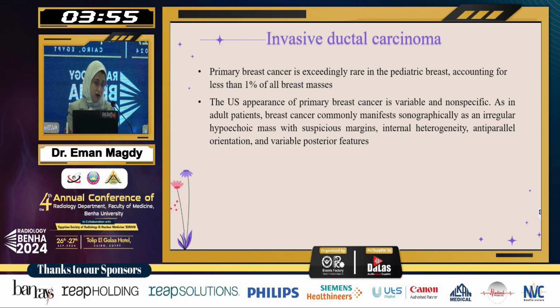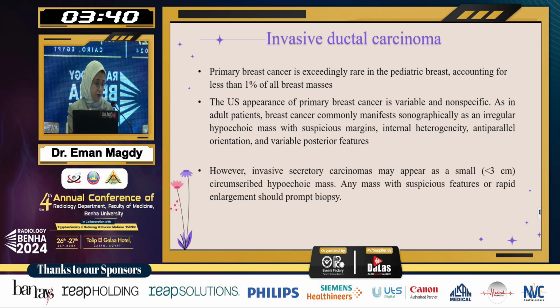Ultrasound appearance is variable and not specific. Like adult breast cancer, it commonly manifests sonographically as an irregular hypoechoic mass with suspicious margin, internal heterogeneity, antiparallel orientation, and variable posterior features. However, invasive secretory carcinoma may appear as a small, less than 3 cm circumscribed hypoechoic mass. So any mass with suspicious features or rapid enlargement should prompt biopsy.